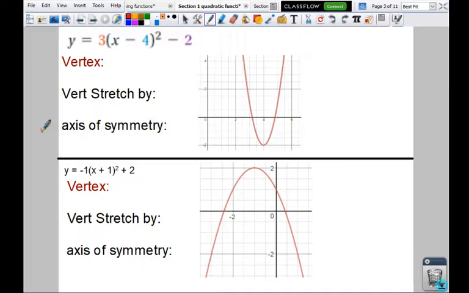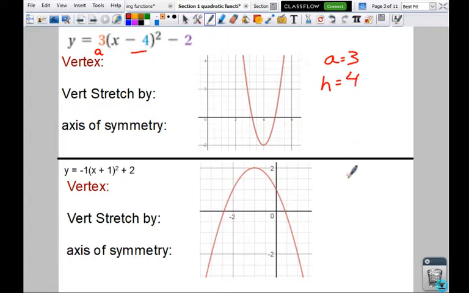Okay, let me back up. Before I do anything else, I'm going to look at my equation, 3 times parentheses x minus 4 squared minus 2, and label each part. This 3 out in front is my A. So my A is 3, and my H is this 4 right here, but we have to be careful. H isn't this negative 4, because it's that x minus, so my H is actually a positive 4.